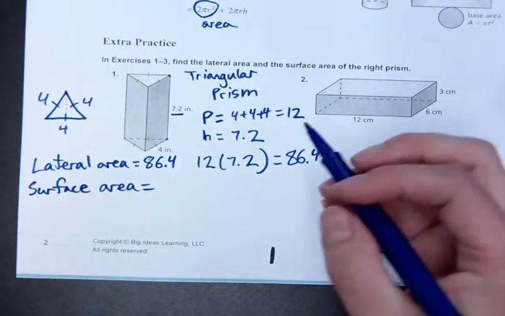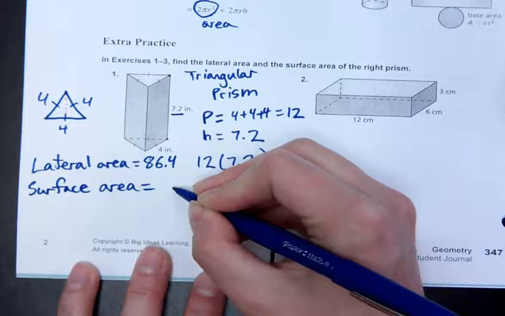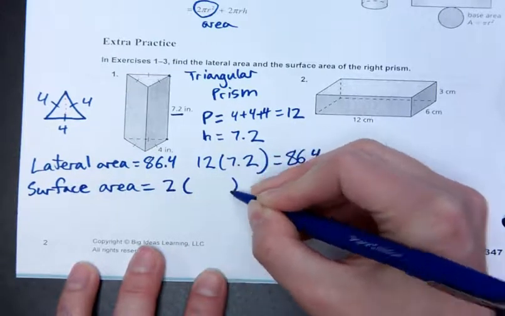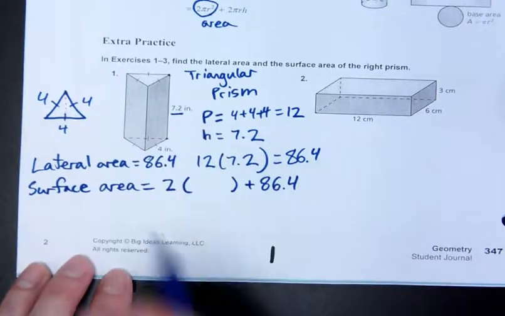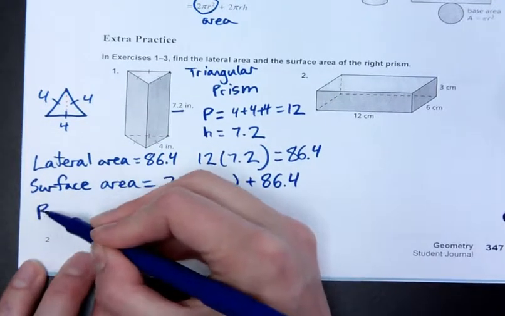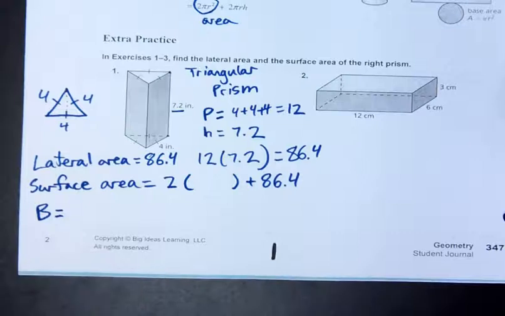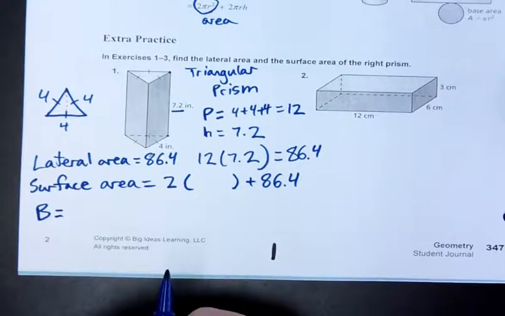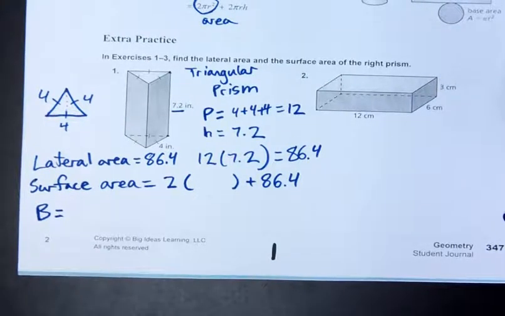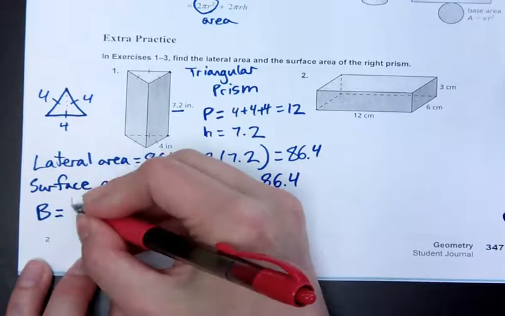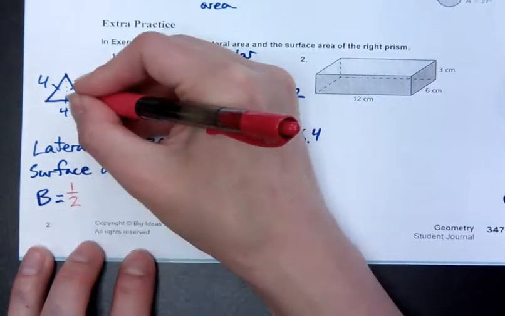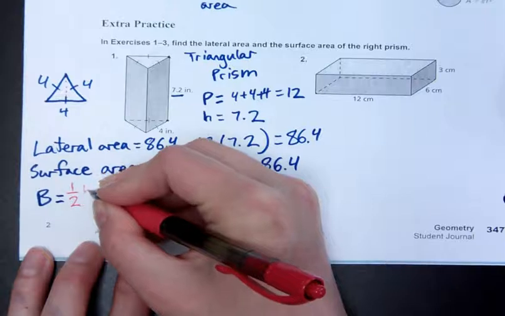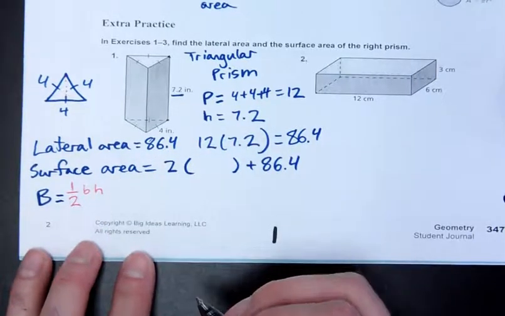Okay, so I need two times the area of the base, and then plus that lateral area, which is 86.4. So how do I find the area of this triangular base? 4 times 4 would work beautifully if they were at a right angle to each other. All right, so 1/2 of this. Yeah, so I need 1/2. Can you guys still see this color pen?